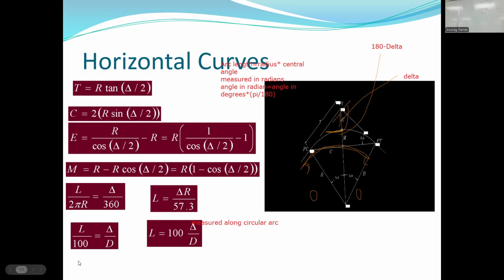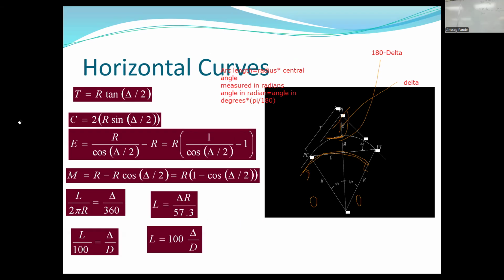We talked about this a little bit here. If you take any length of the curve, L over 2 pi R equals delta over 360. If you want to find the length of any curve, it's going to be delta R over 57.3. In all of these formulas, you can plug in delta in degrees.